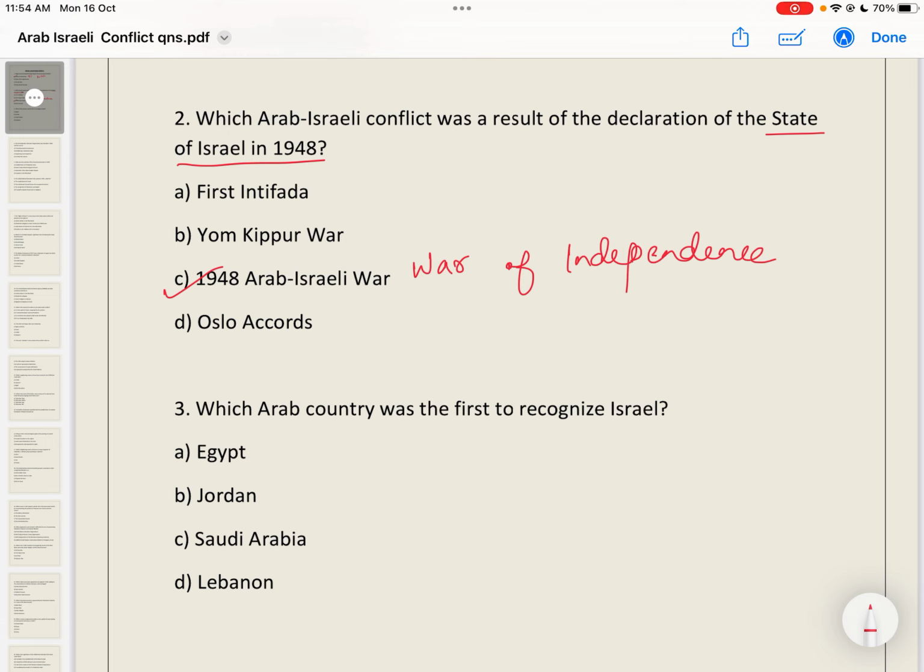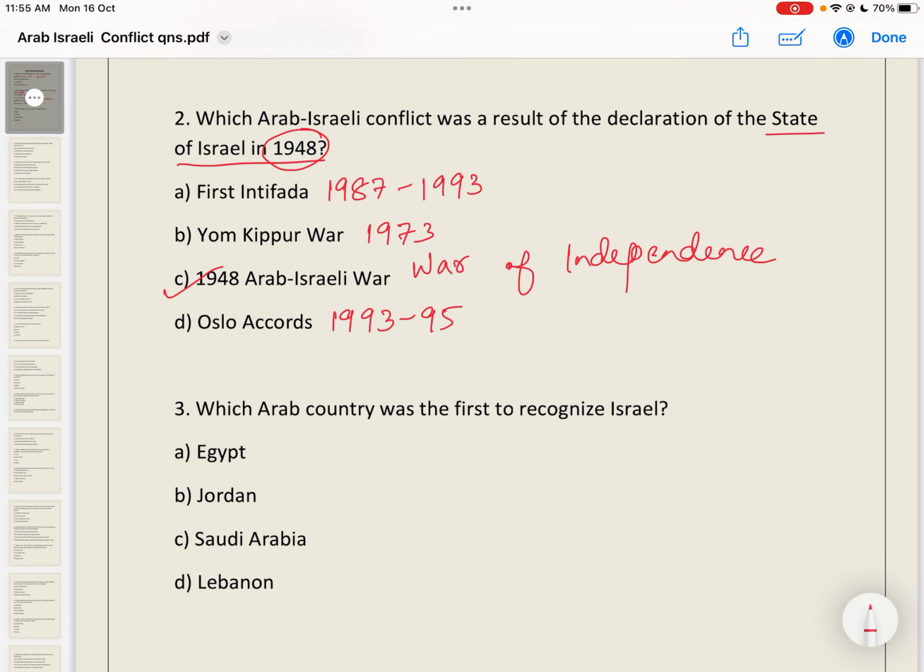Now, if you look at the first Intifada, see, this one spoke about 1948, right? So if you know the dates of the other ones, it will be easier for you to handle such questions. The first Intifada happened between 1987 and 1993. The Yom Kippur War, or the Ramadan War, happened in 1973. And the Oslo Accords are between 1993 and 95. So that leaves you with only this right answer, the 1948 Arab-Israeli War, otherwise known as the War of Independence.